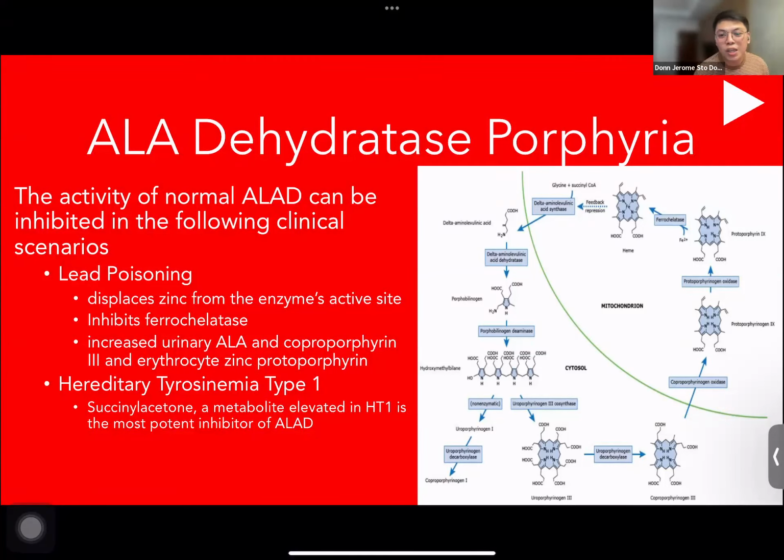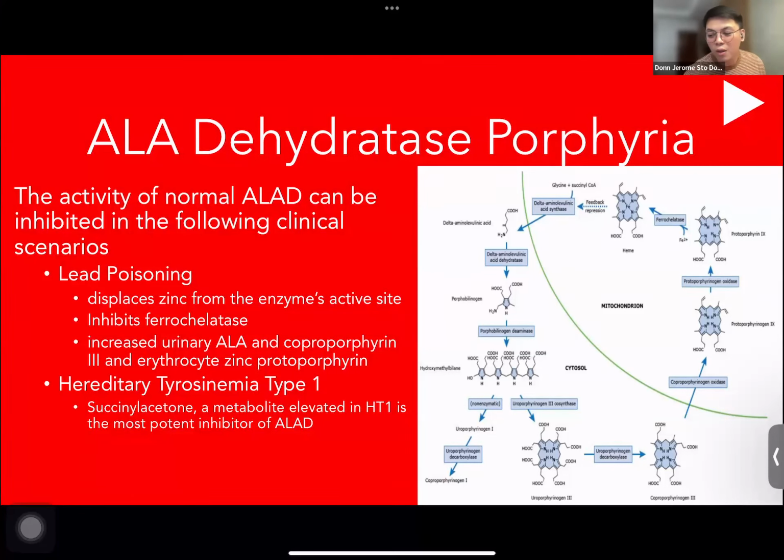First, lead poisoning. Nakita na natin to kanina. Sabi natin, ALA dehydratase, is it a zinc-requiring enzyme? Yes po. Kailangan po niya yung zinc for its activity. Therefore, presence of lead can chelate that zinc, rendering the enzyme inactive. Next, hereditary tyrosinemia type 1.